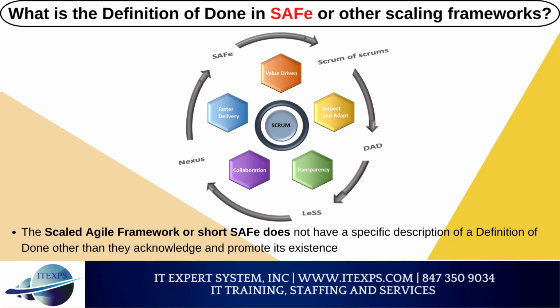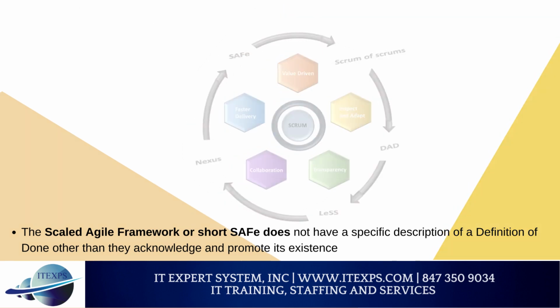What is the definition of done in SAFe or other scaling frameworks? The Scaled Agile Framework, or SAFe for short, does not have a specific description of a definition of done other than they acknowledge and promote its existence. SAFe ultimately consists of a larger number of Scrum Agile teams, thus it also promotes the basic principles of Scrum. For every scaled approach to product development, with multiple teams working together on the same product, it is recommended that these teams run in a synchronized manner and share the essential pieces of the definition of done. Any team can add more items to their definition of done, but no team should deliver items that other teams do not consider as done.